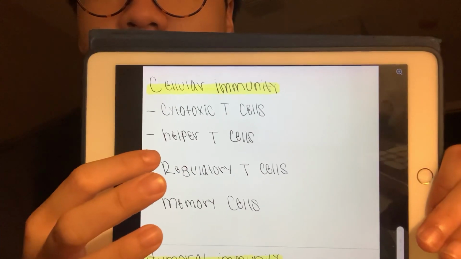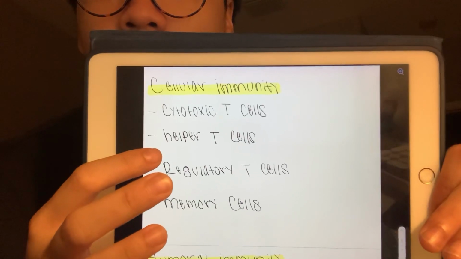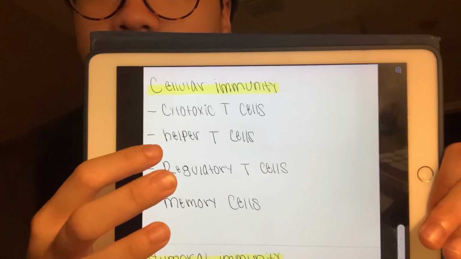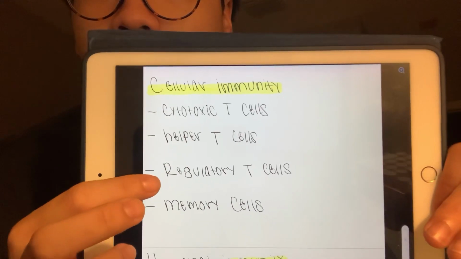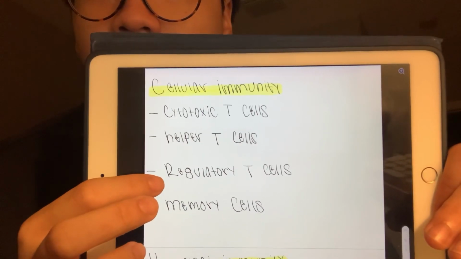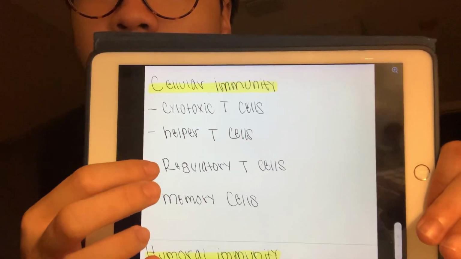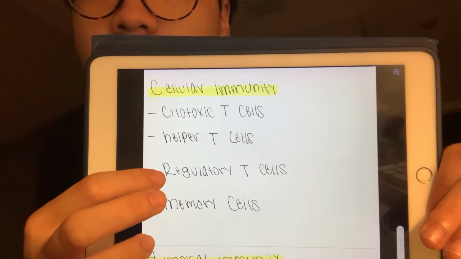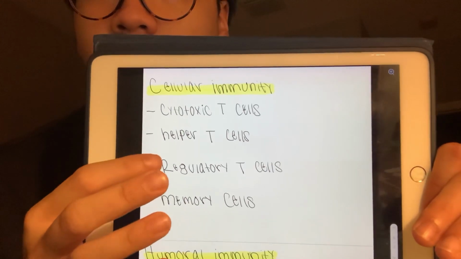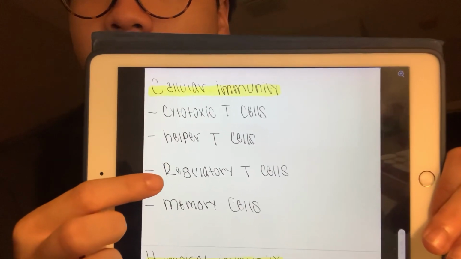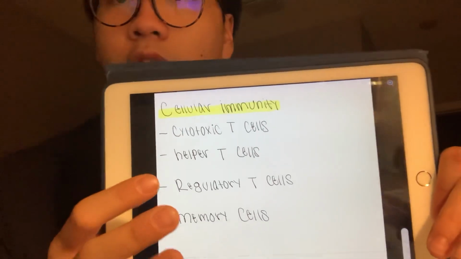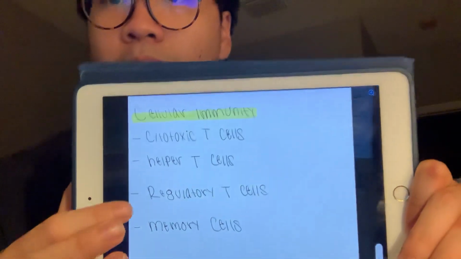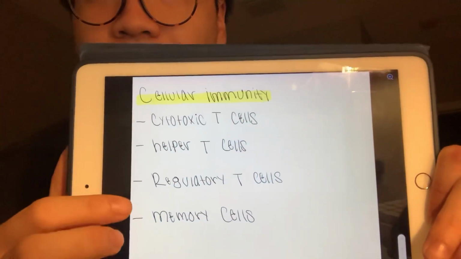We have the helper T cells. These will help promote T cell and B cell action and non-specific resistance. For the regulatory T cells, these will inhibit multiplication and cytokine secretion by the other T cells. This will limit the immune response of the T cells depending on if there are pathogens present or not present. So if there are no pathogens present, this will downregulate the T cells as it's not needed.